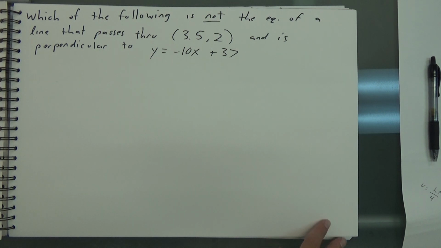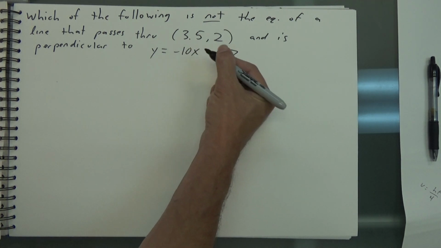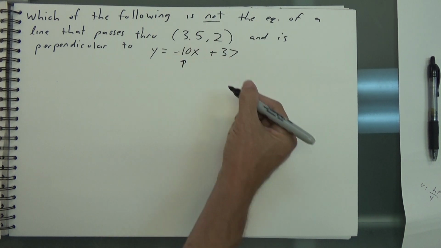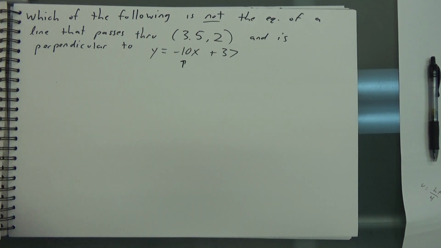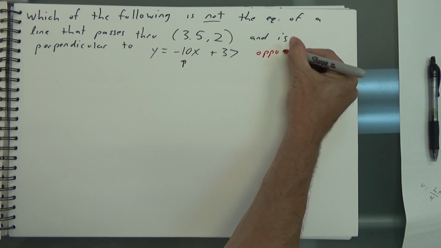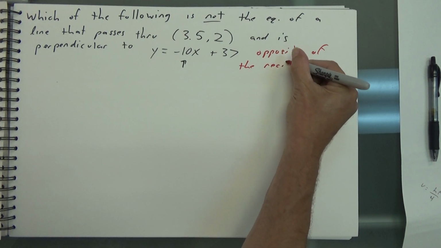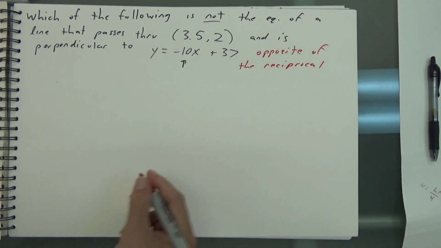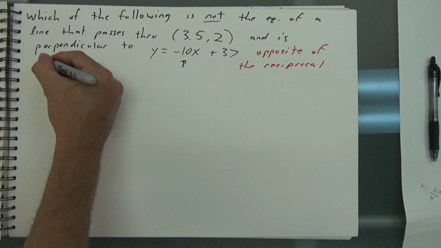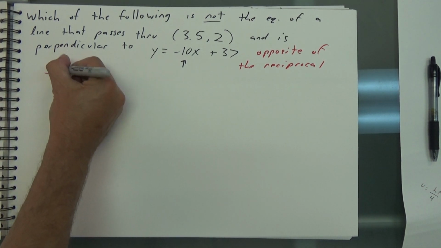This question says, which of the following is not the equation of a line that passes through the point (3.5, 2) and is perpendicular to the line y equals negative 10x plus 37? Well, if we want a line perpendicular to this line, the slope of this line is negative 10. So what we want is the opposite of the reciprocal. So the opposite of negative 10 is positive 10, the reciprocal of positive 10 is 1/10.